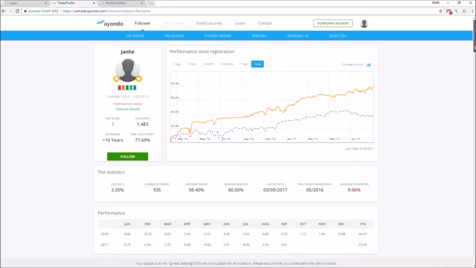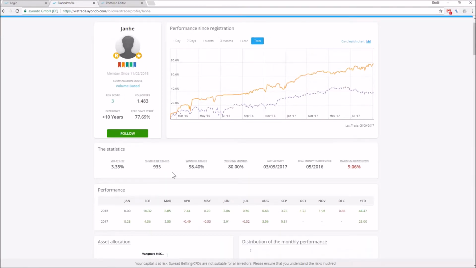So let's look at this person's numbers. Number of trades, 935. This person's been trading for 18 months, so a lot less active than that other trader we just looked at. So what's that, about 50 trades a month. Winning trades, again, that is a ridiculous number, but it's clearly an approach that works for this one. So 98.4% of trades have been winners. Okay, we'll have a look at that in a bit more detail in a sec. Winning months, 8 out of 10 months end up winners.